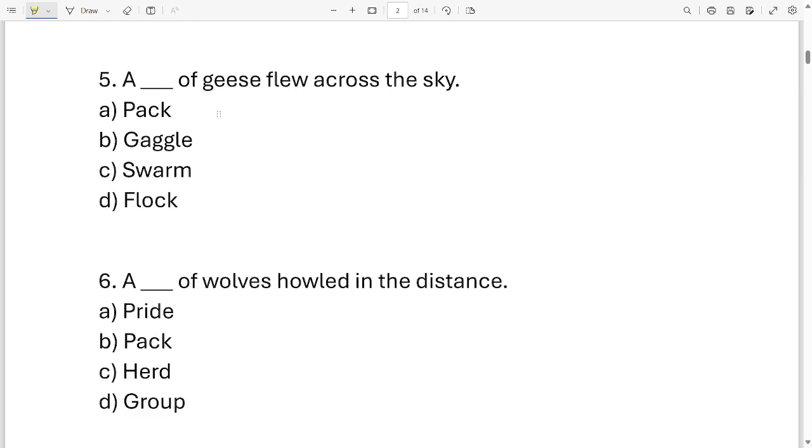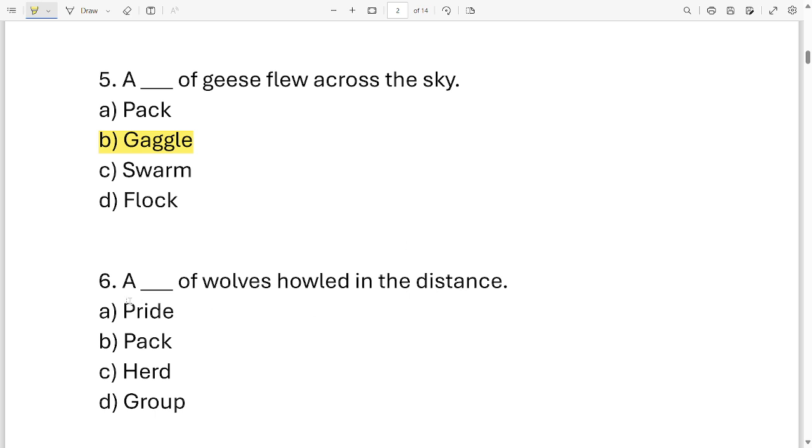A dash of geese flew across the sky. Now, which word am I supposed to put in this blank? Pack, gaggle, swarm, flock. Which of these is the correct option? Option A, B, C, D. Which one is the correct option? It is option B. A gaggle of geese flew across the sky.